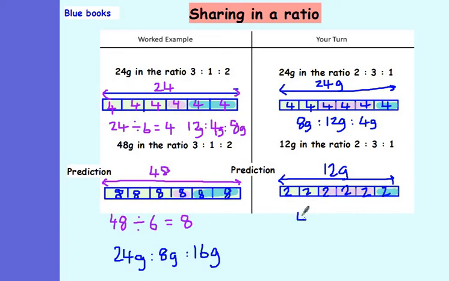My light blue is worth 4 grams. My purple is worth 2 plus 2 plus 2, which is 6 grams. And my dark blue is worth 2 grams. Did your prediction end up correct? Well done if it did.